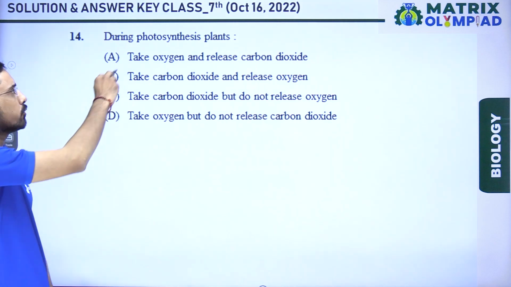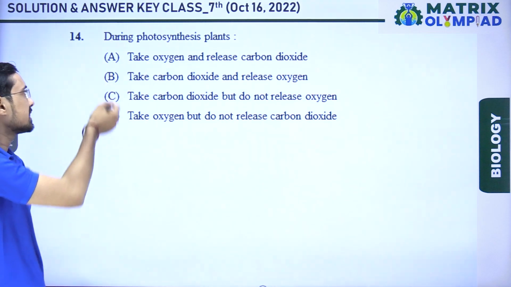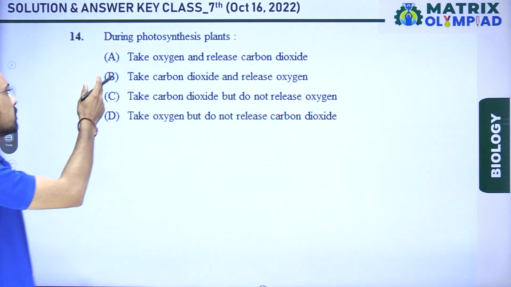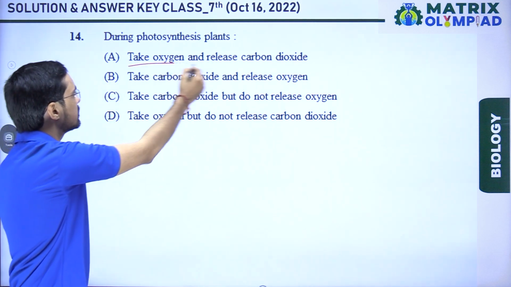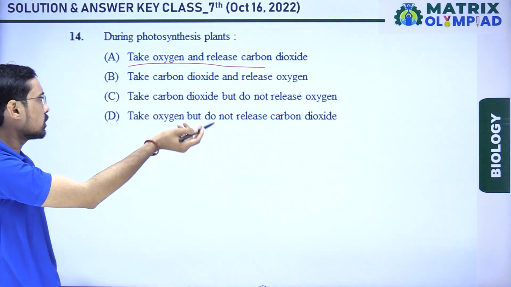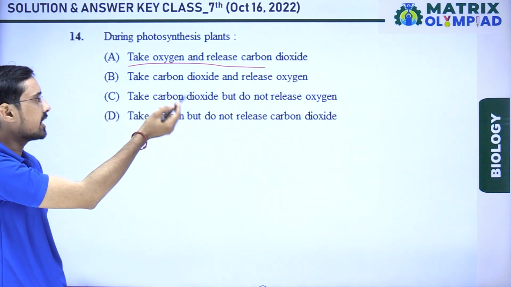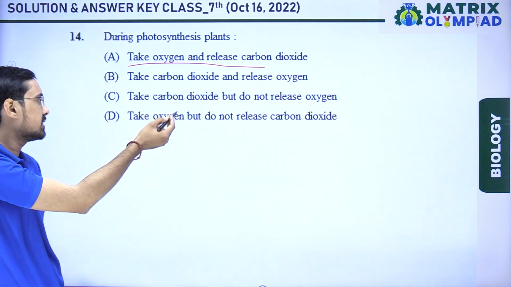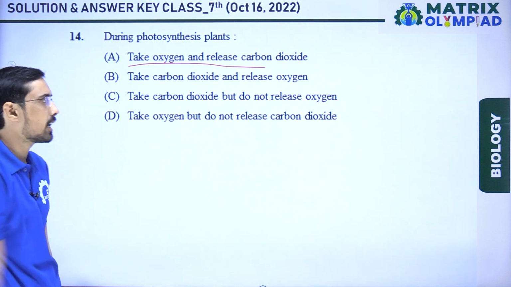First question: during photosynthesis, plants... The options are: first, take oxygen and release CO2. Second, take carbon dioxide and release oxygen. Third, take carbon dioxide and do not release oxygen. And last one is, take oxygen but do not release carbon dioxide.